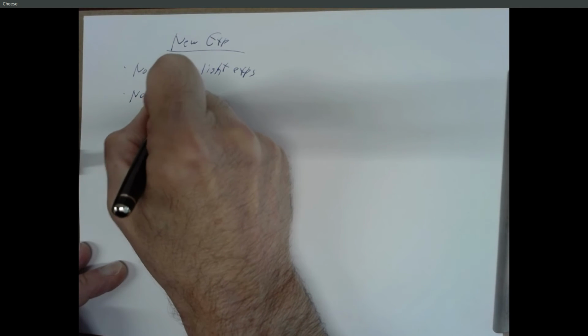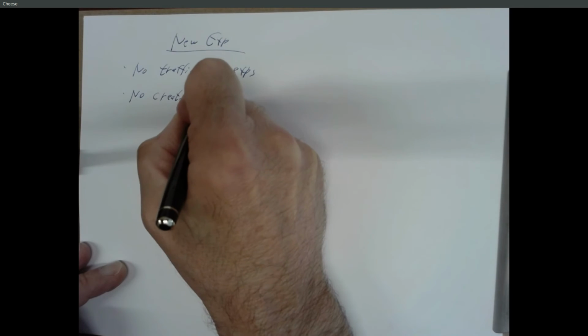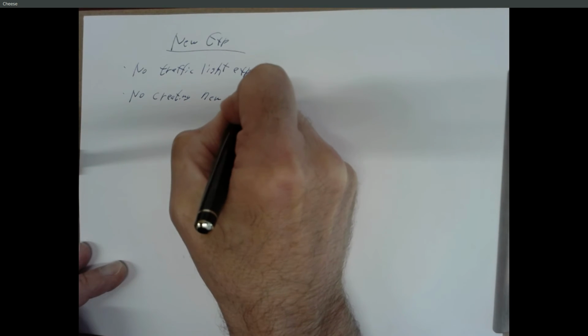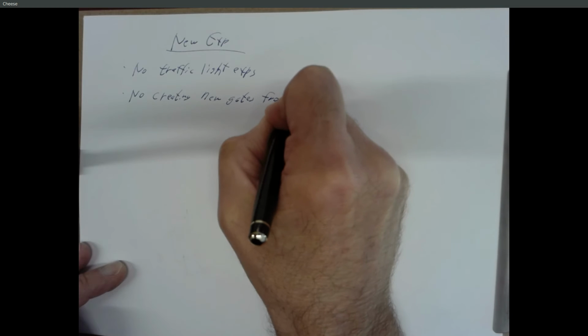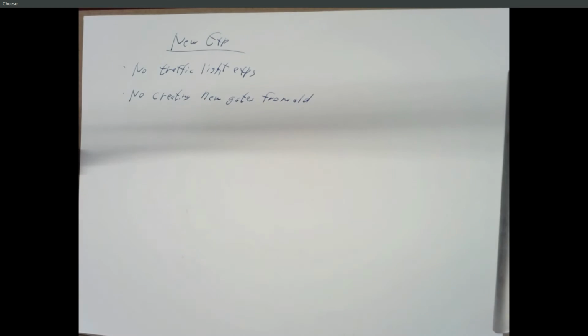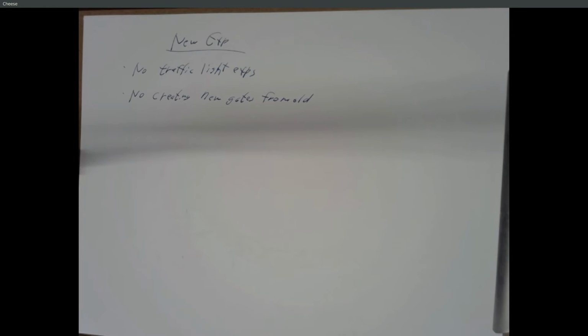No experiments that involve creating new gates from old. Because we talked about how you can build anything with, say, a NOR gate, right? So there were some experiments with trying to make an exclusive OR out of a NOR and stuff like that. Those are cool. From Lab 3 forward, though, let's not use that one, because it's already been used by a bunch of people.